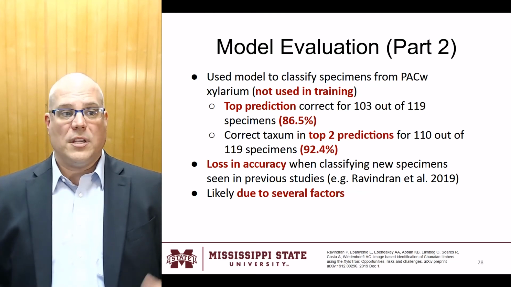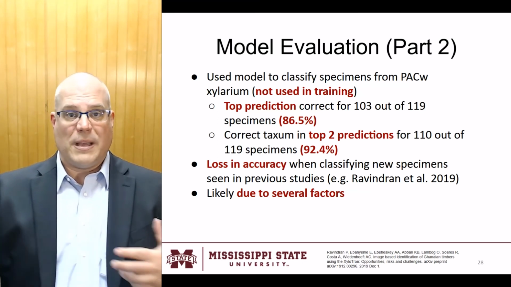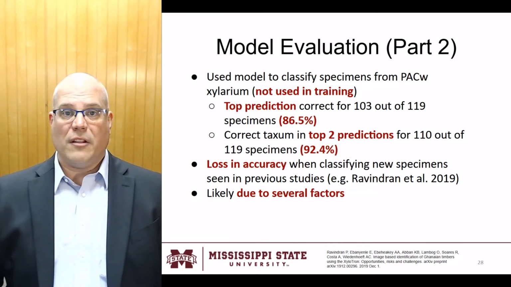Loss in accuracy when classifying new specimens has been seen in previous studies, including Ravindran et al. 2019. Now, this is likely due to several factors, including subtle differences in anatomical patterns that you'll see among specimens from xylarium to xylarium.